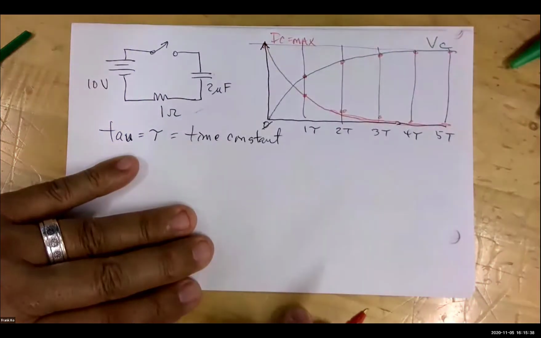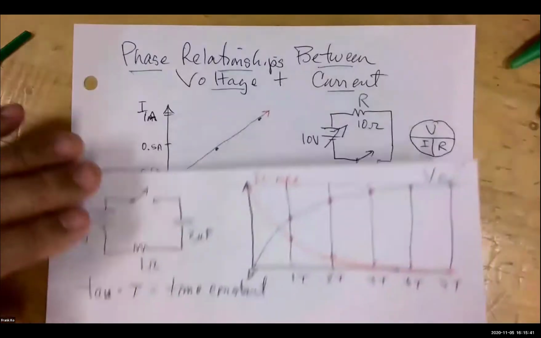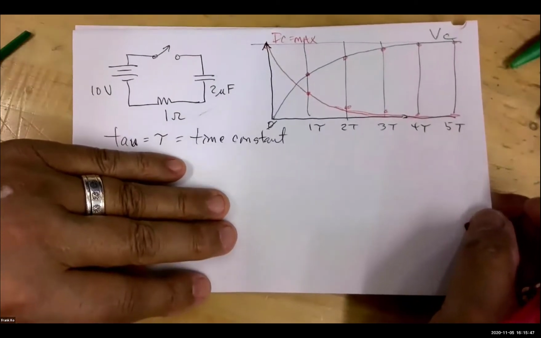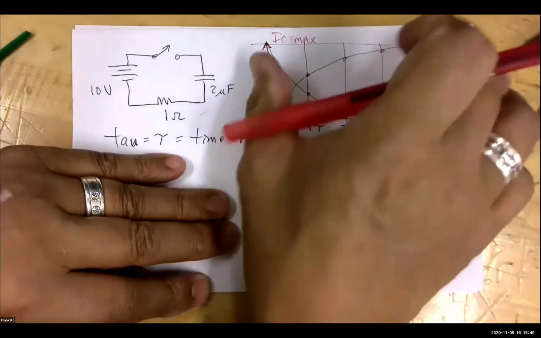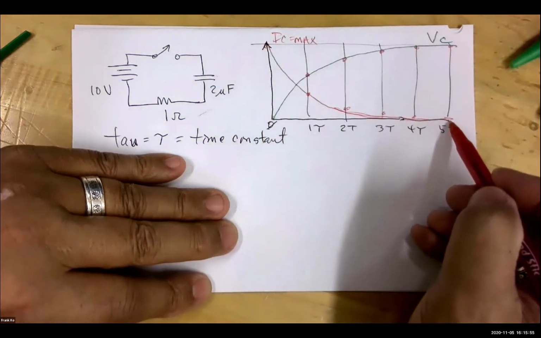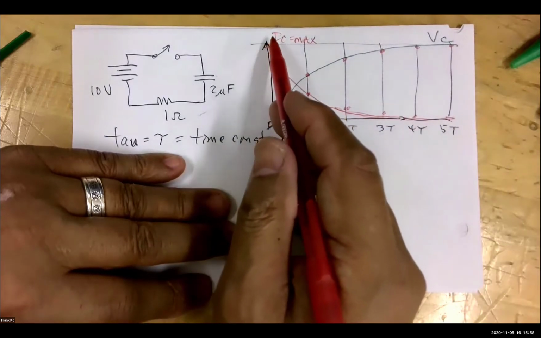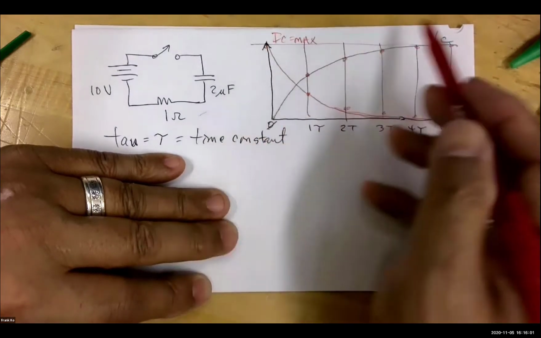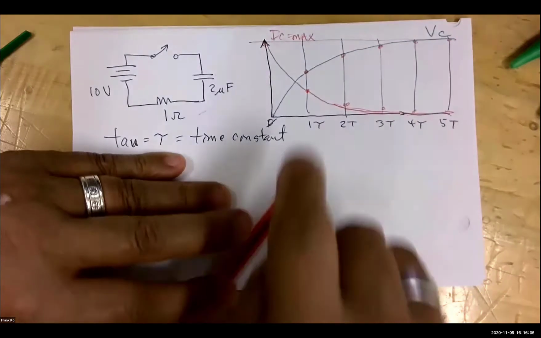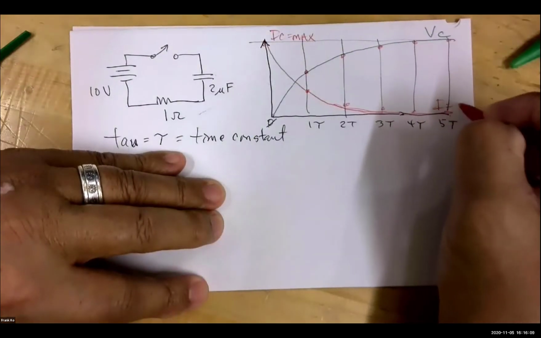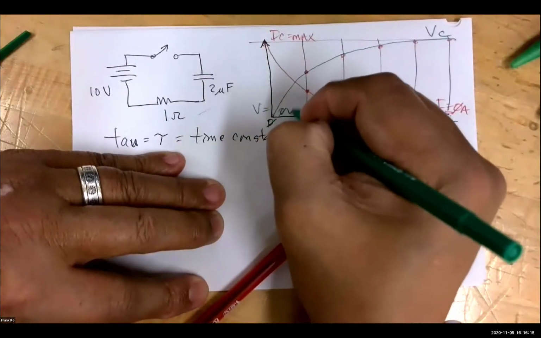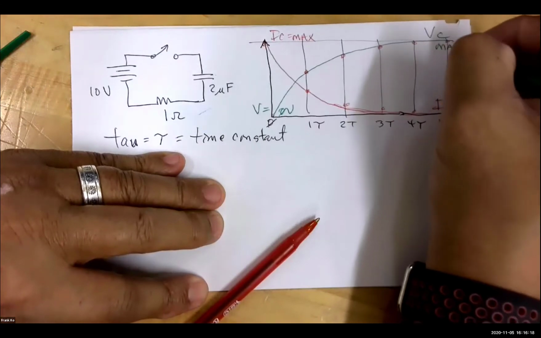So we don't have the same type of phase relationship that we did here with resistors. We have something that is out of phase. Which one of these is at maximum first? 0 being the beginning, 5 tau being the end. Current is at maximum at the beginning. Then what happens at the end of 5 tau? Then voltage goes to maximum. So current starts off as maximum, and then goes to 0 amps. Voltage starts off equal to 0 volts, but it goes to maximum.